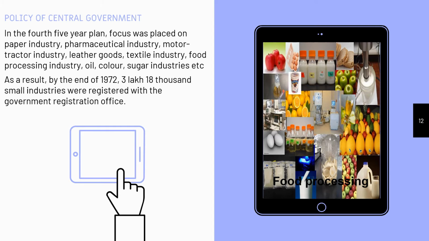As a result of this policy, by the end of 1972, 3,18,000 small industries were registered with the Government Registration Office.